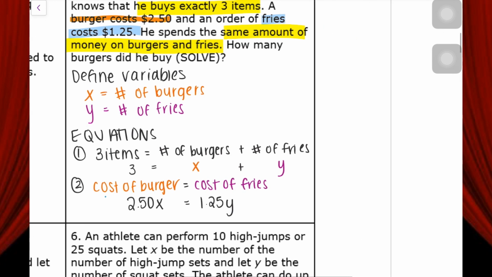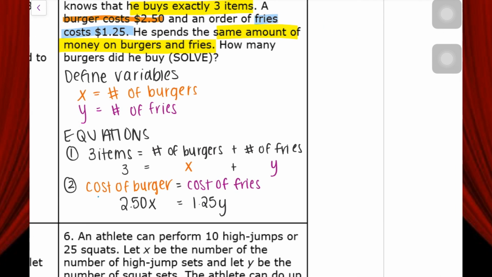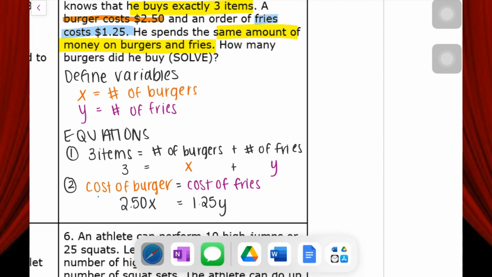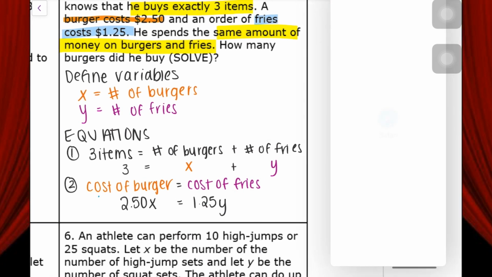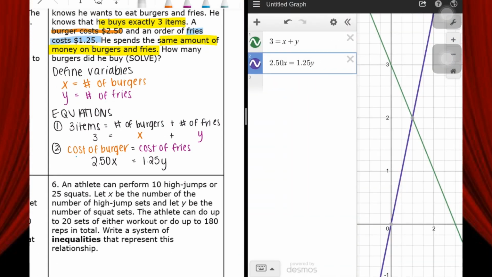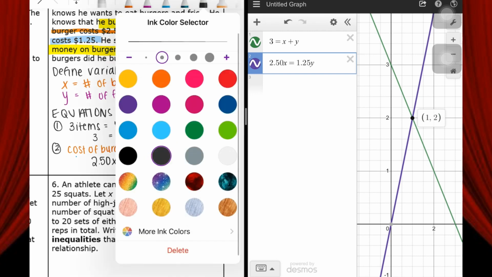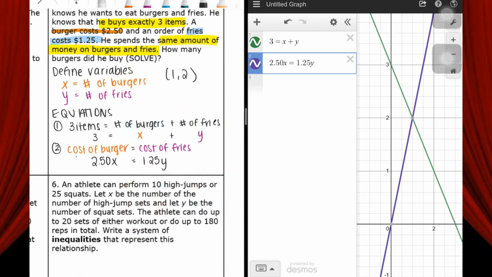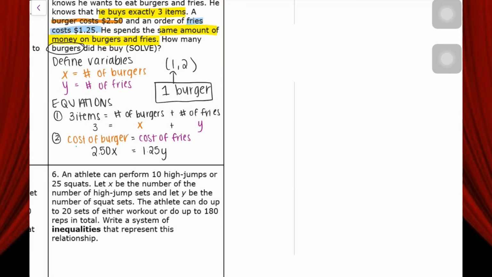Whenever you see 2 equations with 2 variables on your test, you always go straight to Desmos. Pull out Desmos and type it in your calculator. I already put it in the calculator for you guys just to save time. Where they intersect is where your answers are, 1, 2. However, it is important that you're reading your problem. It says how many burgers did he buy? Burgers we said was X, and 1 is my X value, so he only bought 1 burger. And that's my answer.